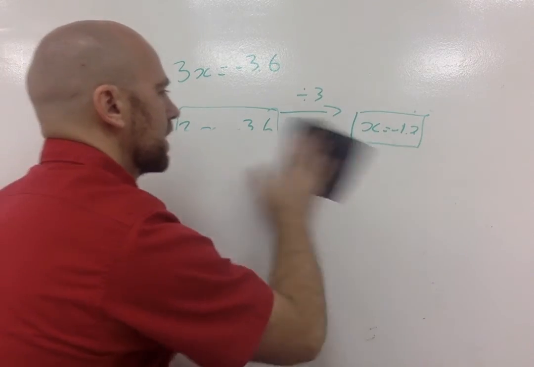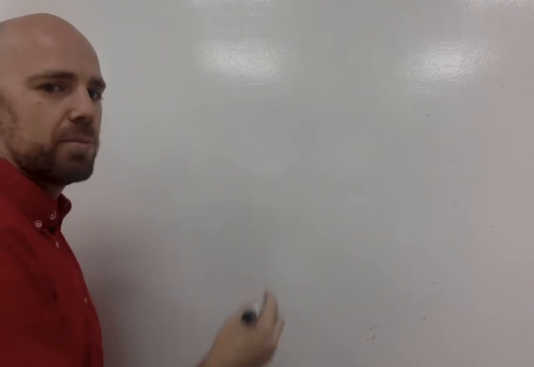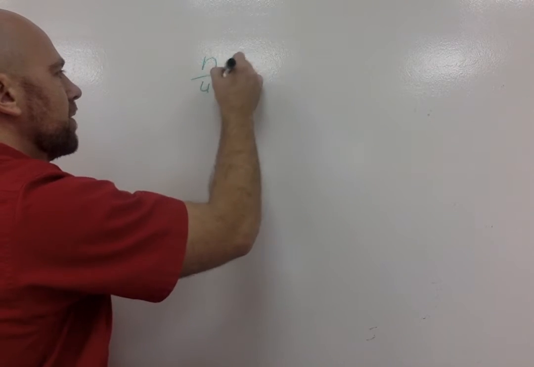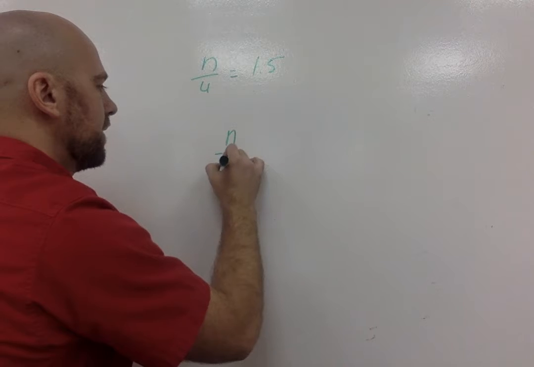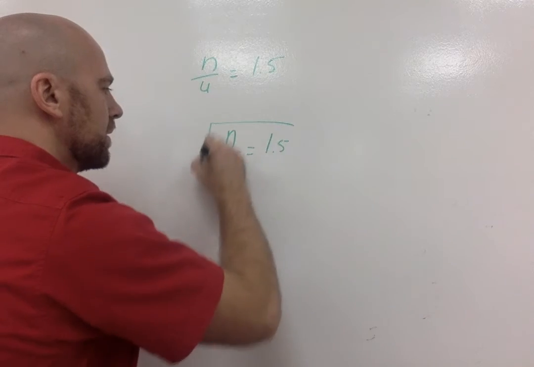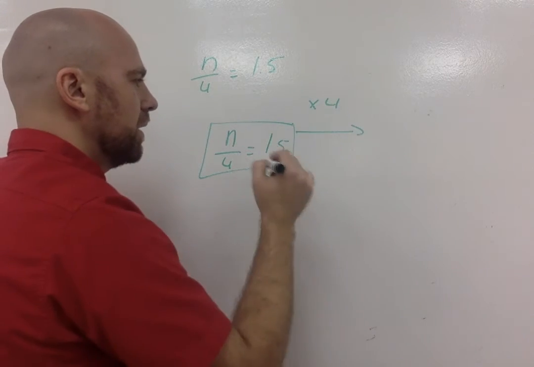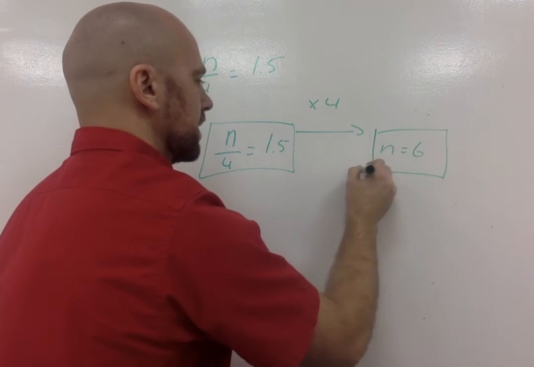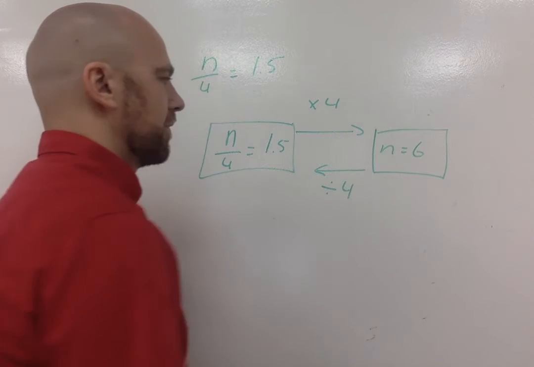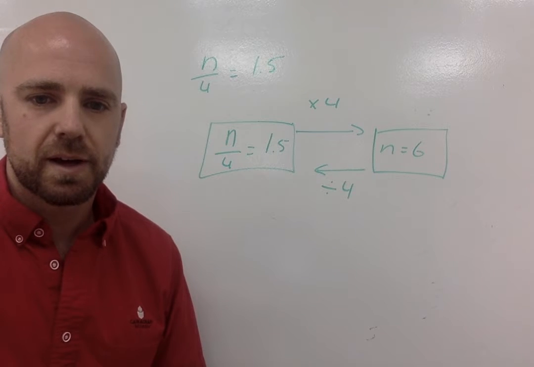Let's try another one. Another simple one. Let's say a number divided by 4 is 1.5. So if I put that in my first box, n divided by 4 equals 1.5. If I want to go this way, I can multiply both sides by 4, and that's going to give me n equals 6. If I go this way, I would divide both sides by 4 to give me n over 4 equals 1.5. I hope that makes sense.